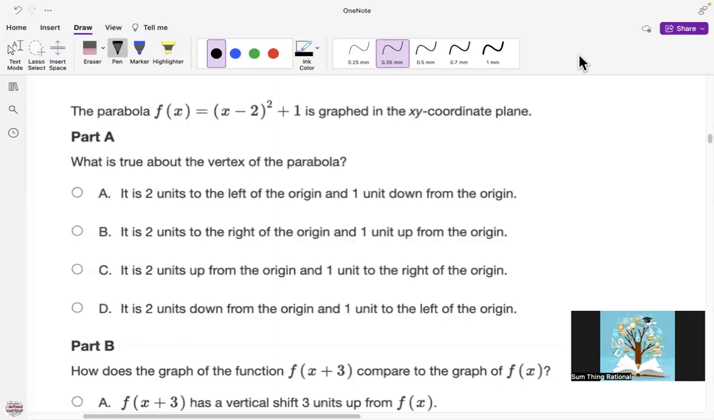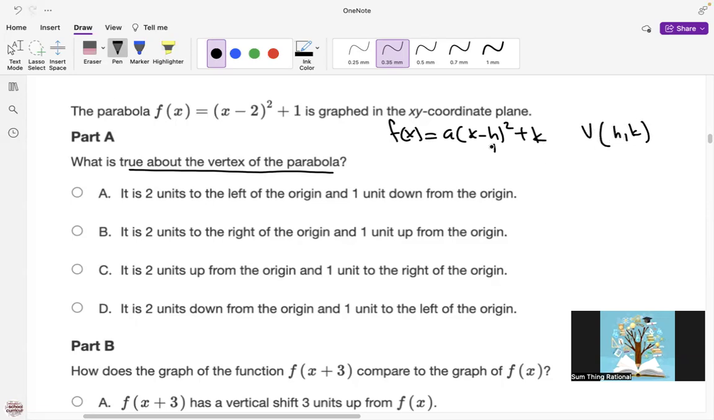So here in this question, the function is (x minus 2) whole squared plus 1, which is a vertex form. They are asking what is true about the vertex of this parabola. As you know, f of x is equal to a times... let's write the vertex form of a quadratic function. This is the vertex form of a quadratic function, and the vertex is h comma k.